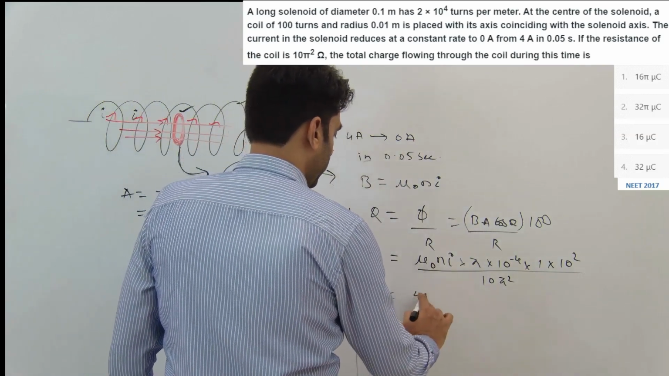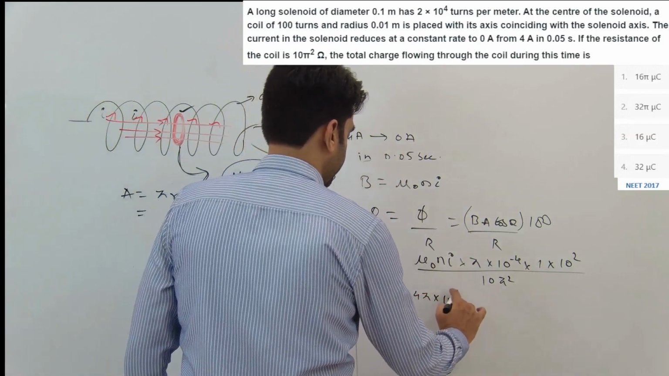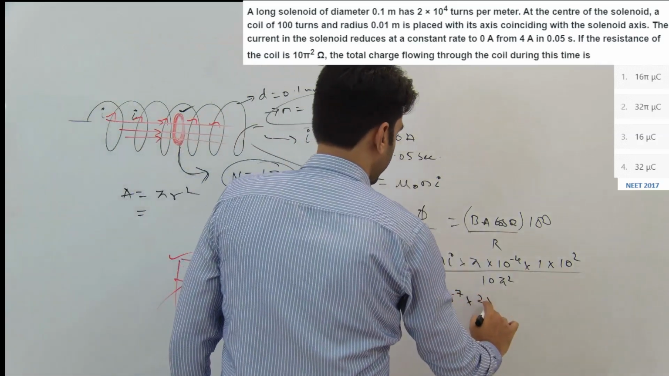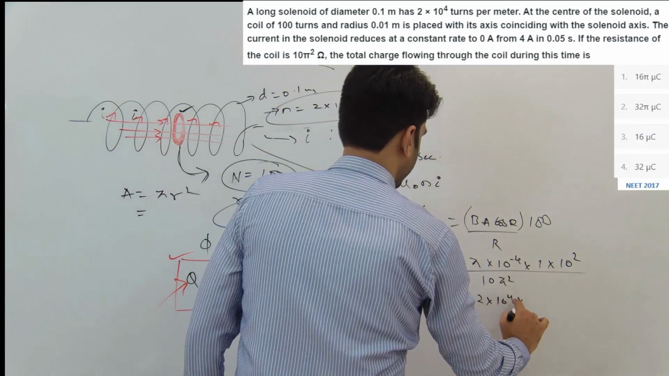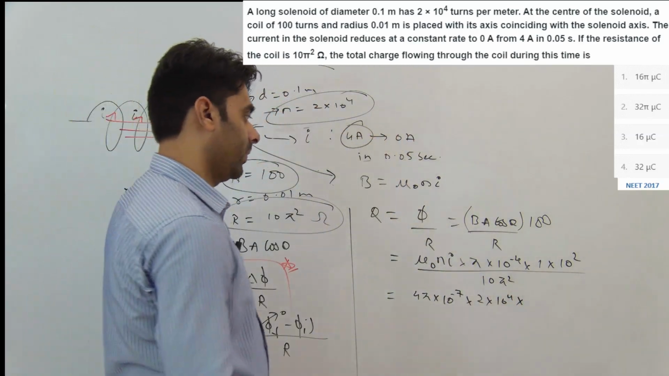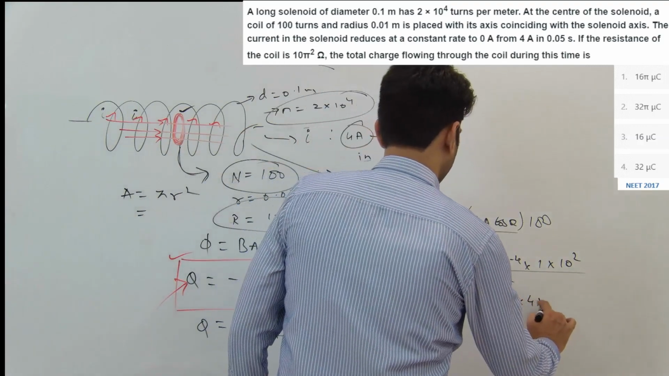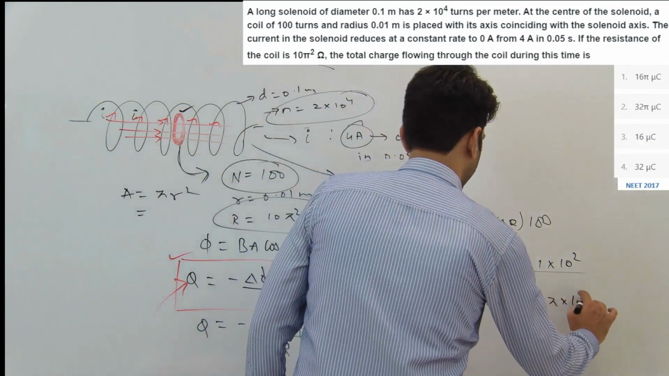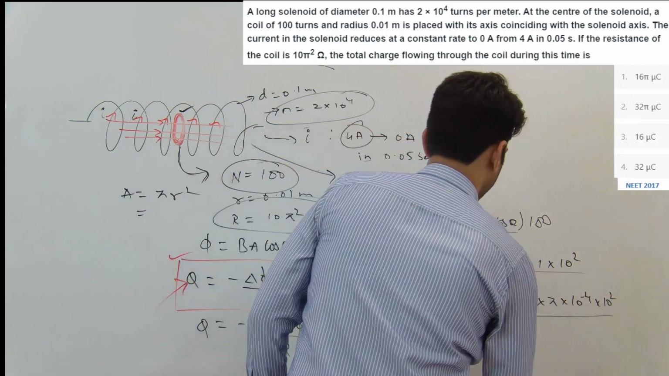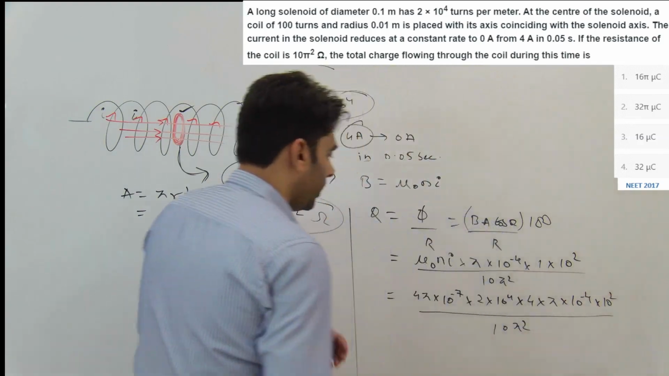This is your 4 pi into 10 power minus 7. N is, sorry, 2 into 10 power 4, into current. Initially the current was 4 ampere. I hope you people are following. Into pi into 10 power minus 4 into 10 power 2, divided by 10 pi square. Let's see what all we have.